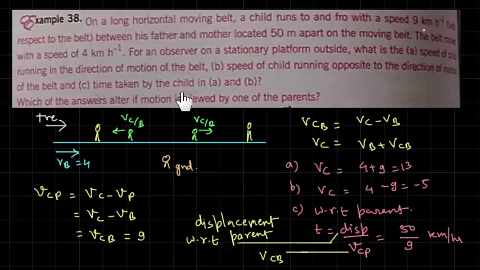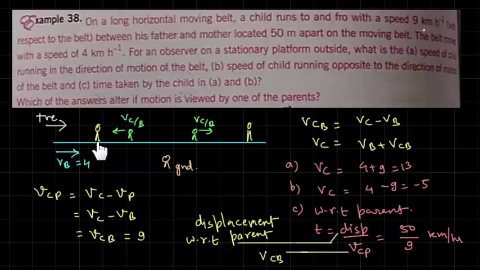Time taken by child in A and B. So he is running between the parents. So what is the time taken to travel that distance between the parents? So with respect to the parent, again we can write the time as the displacement upon the velocity of child with respect to parent, and this displacement is also with respect to the parent only. So this displacement is not with respect to the observer on the ground.